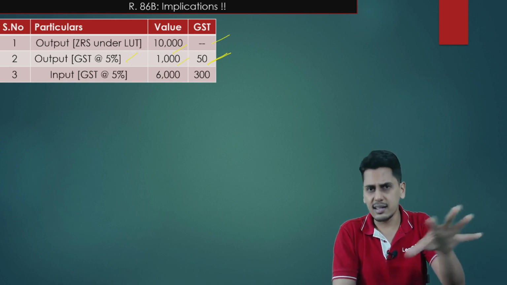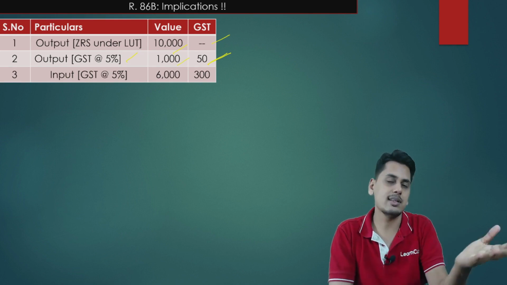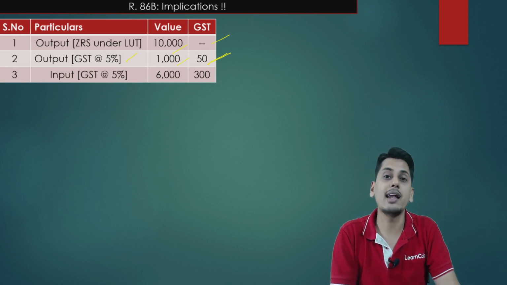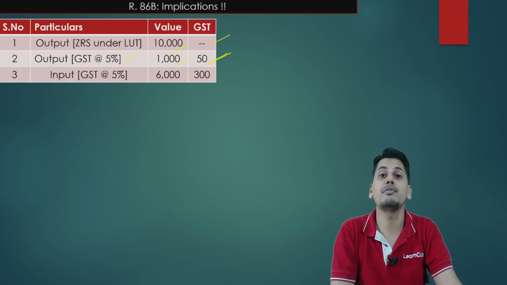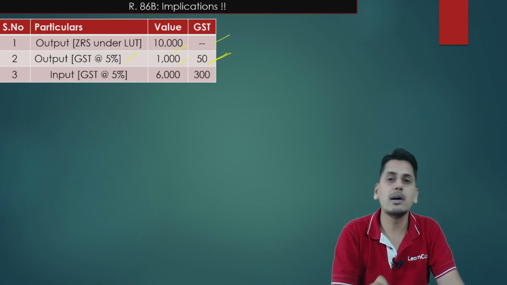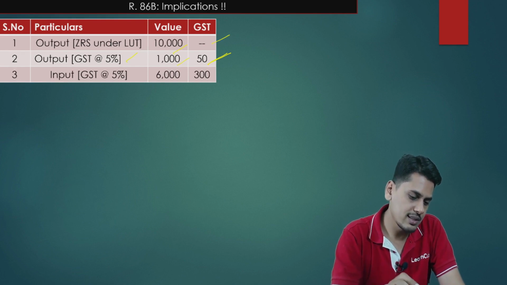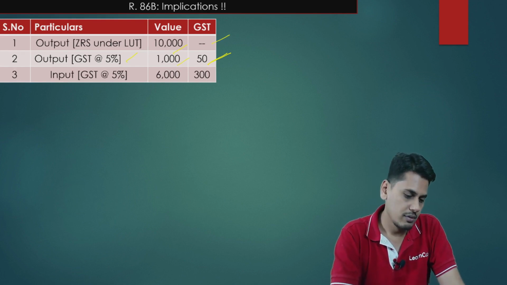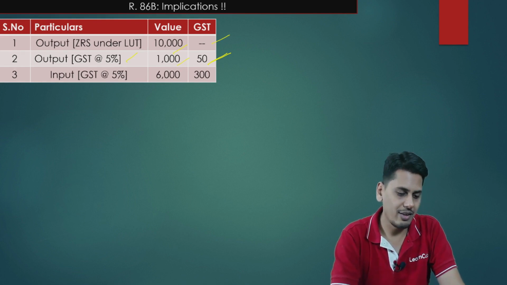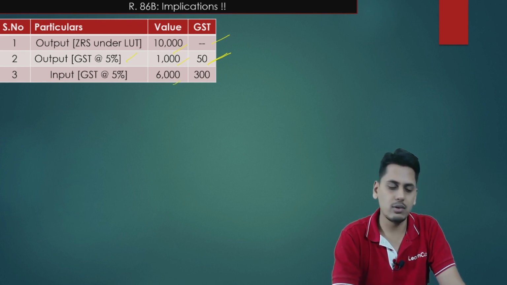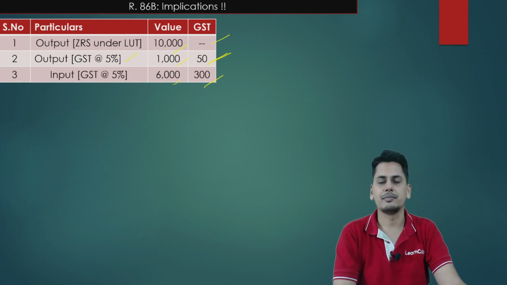Input: please let us assume everything is in crores, because 86B would apply only when the value of taxable supplies exceeds 50 lakhs in a month. So please assume everything is in crores. So output GST at 5% is 1,000 and 50 is the GST thereon. Input GST at 5%, inward value is 6,000, GST thereon is 300.